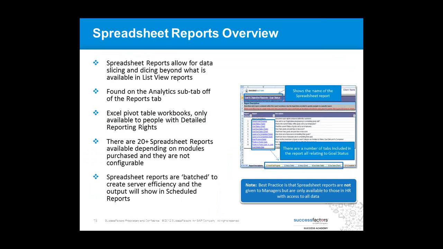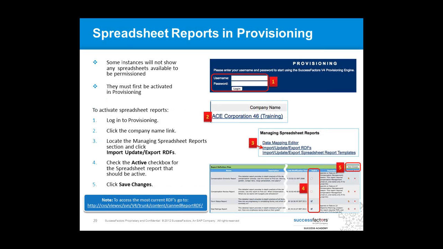Then spreadsheet reports. This allows slicing and dicing of data behind the available list view reports, and you can create pivot tables or anything you want for more analysis. You can create up to 20 spreadsheet reports depending on the modules you purchased and licensed for, and they can be scheduled also. You need to first activate that in the provisioning system, and then you will be able to view it in the instance. If it is not activated, you will not be able to view it in the instance.